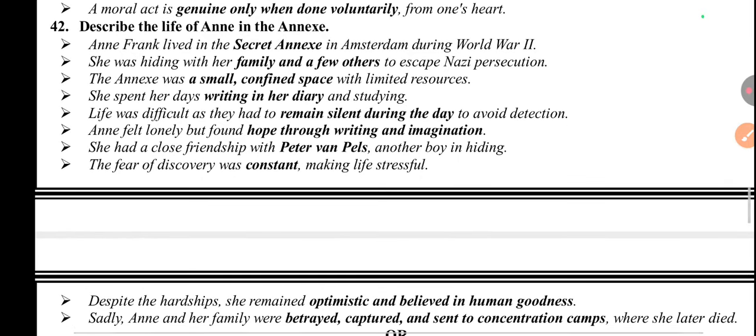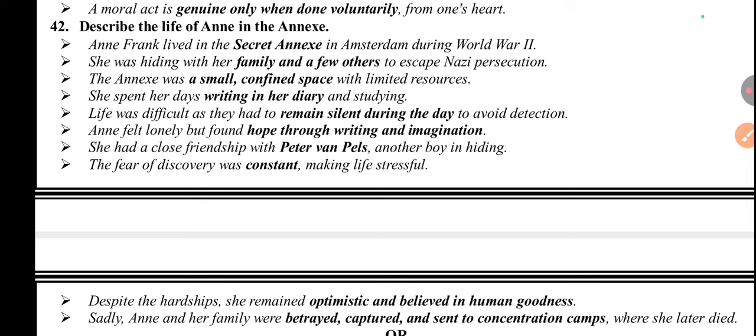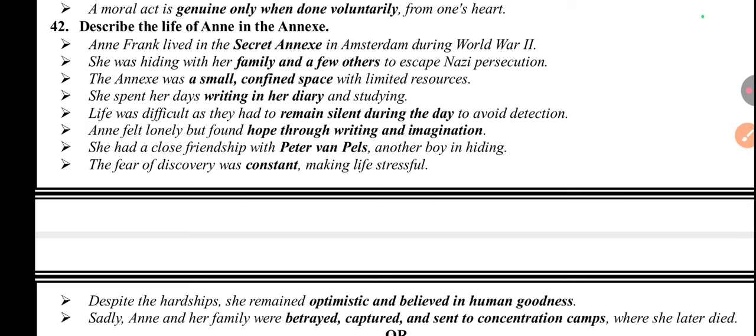42nd question. Describe the life of Anne in the Annexe. Anne Frank lived in the secret annex in Amsterdam during World War II. She was hiding with her family and a few others to escape Nazi persecution. The annex was a small, confined space with limited resources. She spent her days writing in her diary and studying. Life was difficult as they had to remain silent during the day to avoid detection.